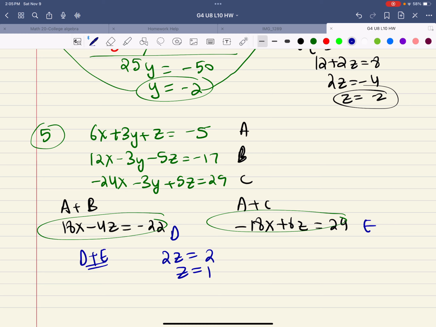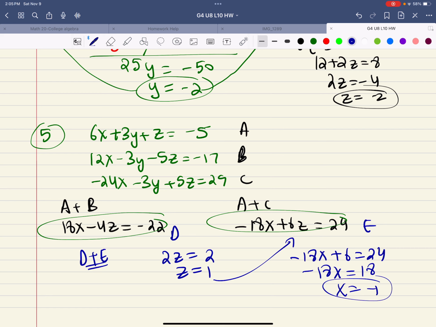Once we know the z, we can find out the others. We can replace z by 1 in here. We get negative 18x plus 6 equals 24. Negative 18x equals positive 18. x comes out to be negative 1. Okay, so we got the x and the z.